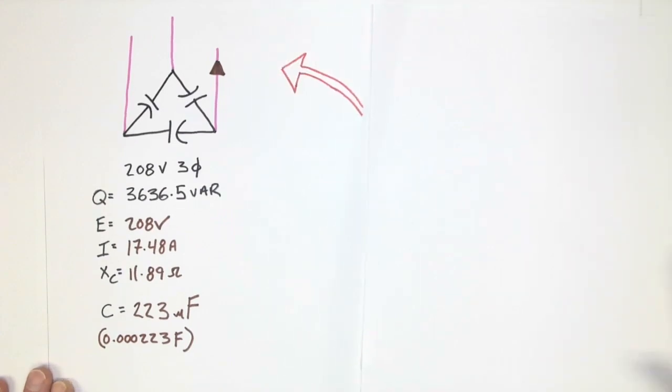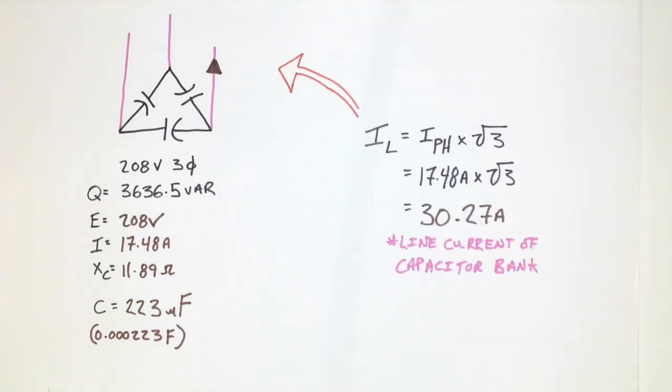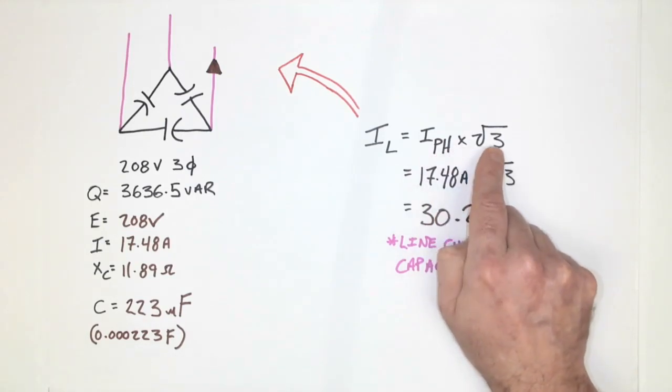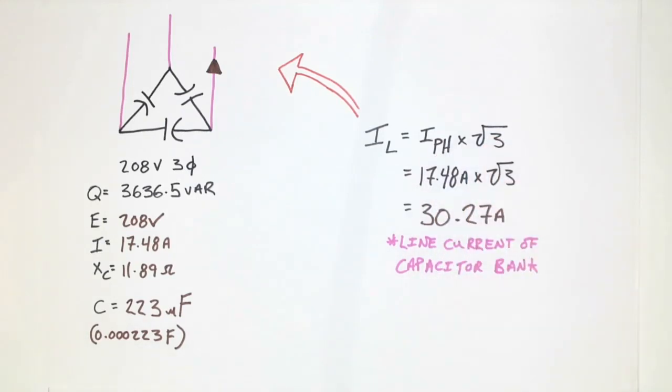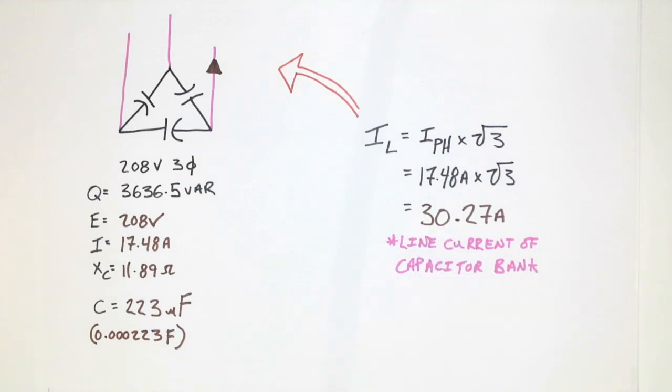All right, well, what about the current that we see here? How many amps am I going to see on the line? And the line current that we would expect to see on this, well, we can take the phase current and multiply it by root 3, but I know there are many other ways that we could determine this. Perhaps we use the total leading VARs and do a 3-phase calculation with that. Either way, we come out with a value that is just over 30.27 amps. And this then is the line current of our capacitive bank.